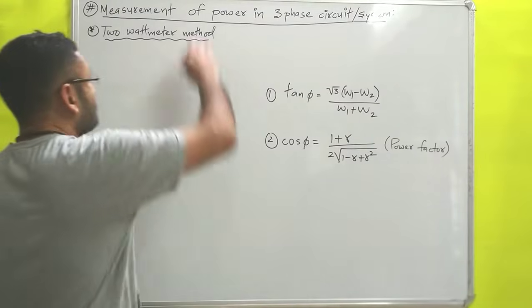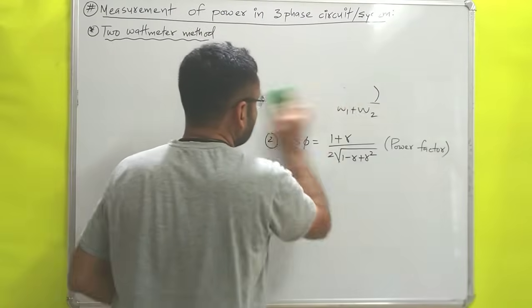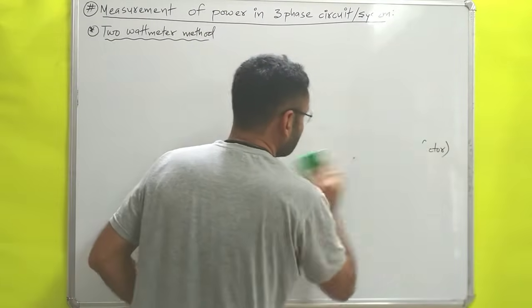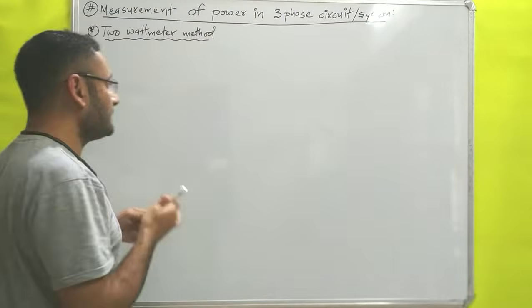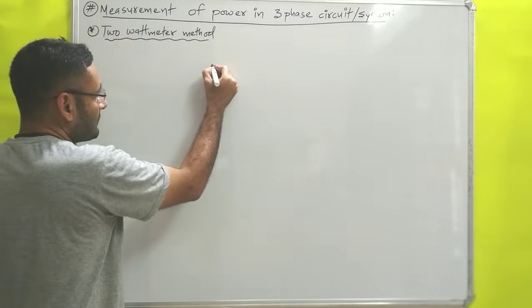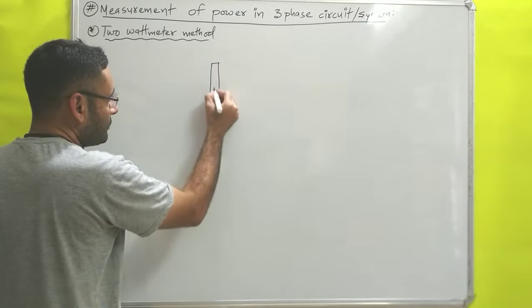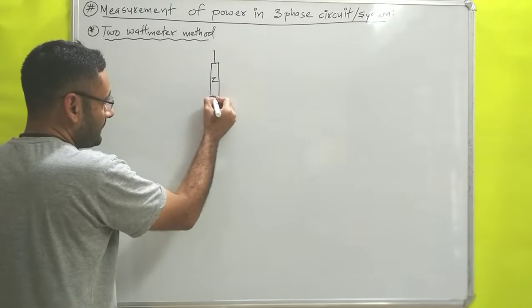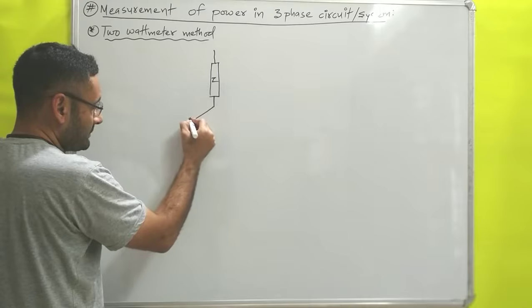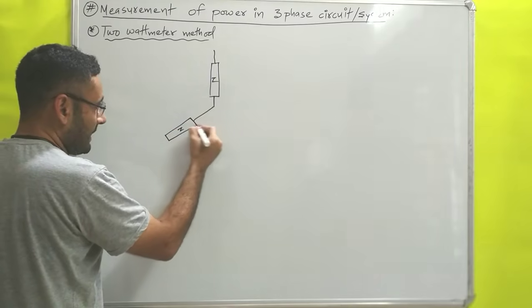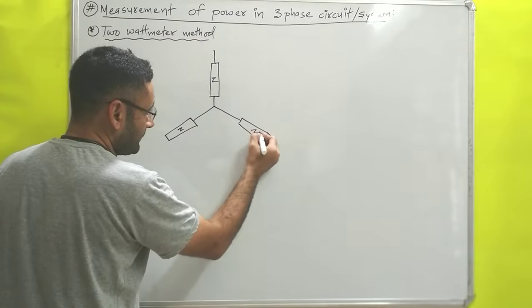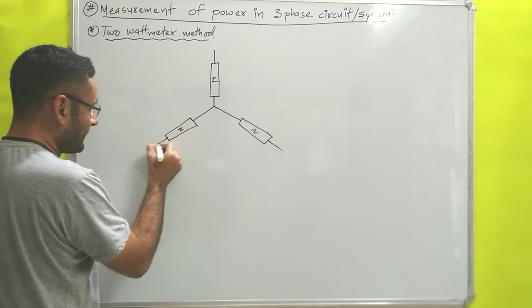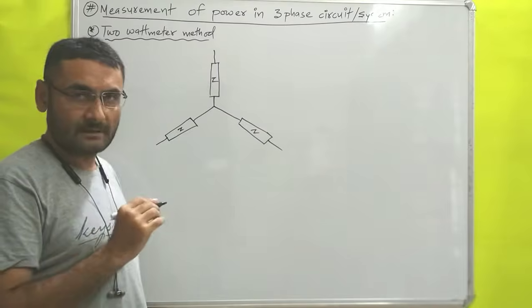Okay. So first, we will consider one three-phase system. For that purpose, we will consider three loads. Suppose over here, that is one load, say Z, another load, say Z, and another load, say Z. Now these three loads are connected in star.